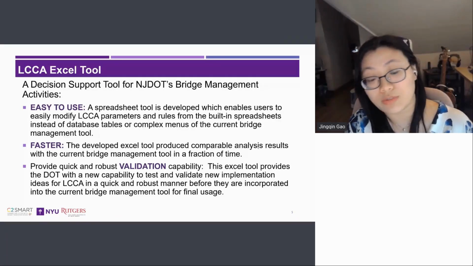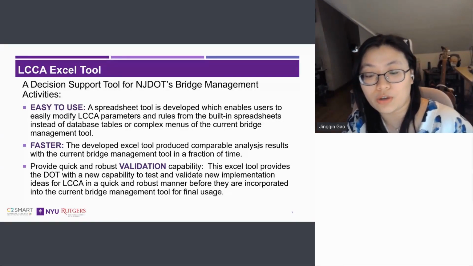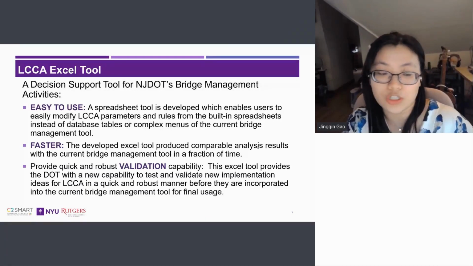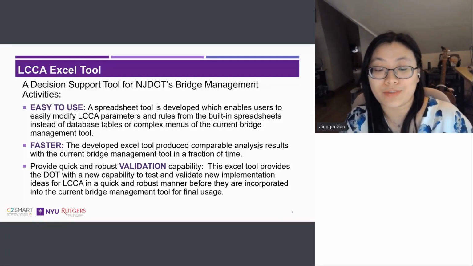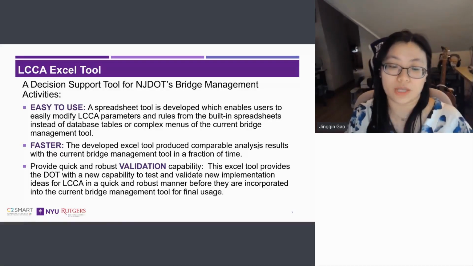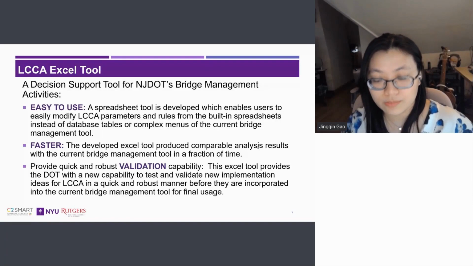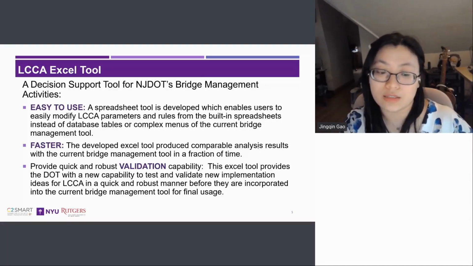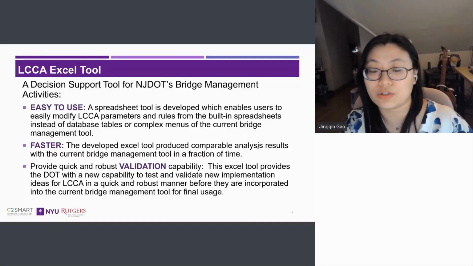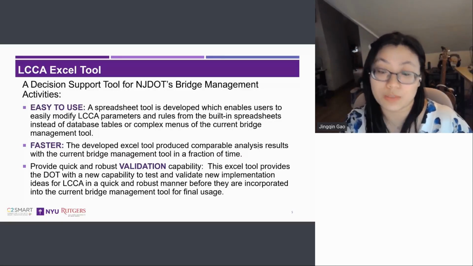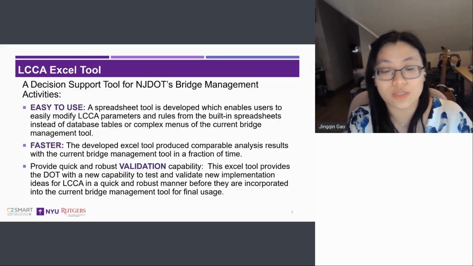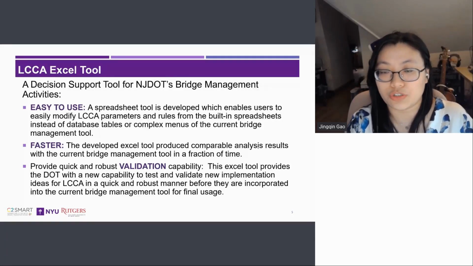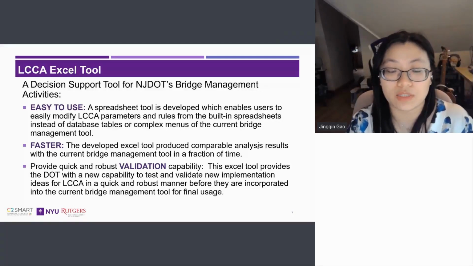This Excel tool is very easy to use. It allows users to easily modify all the parameters and policy rules from the built-in spreadsheet. It is much faster, taking minutes instead of hours to run the analysis. Its best usage is as a validation tool. Within this new Excel sheet-based tool, the agency has a new capability to test and validate new implementation ideas for life cycle cost analysis in a very quick and robust manner before these ideas are incorporated into the current tool for final usage. So it's more like a testing and validation tool before you spend a whole bunch of time on the complete analysis.